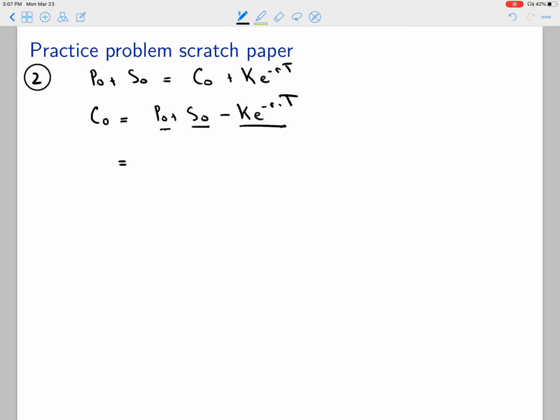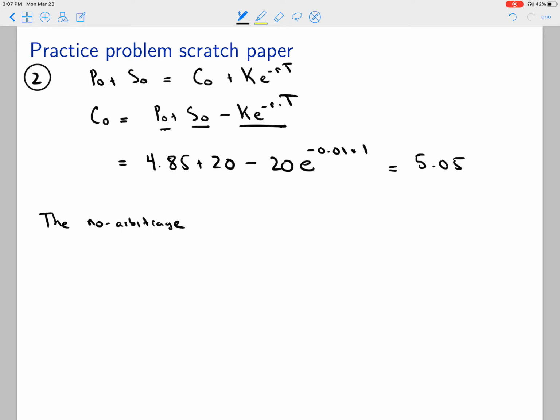Let's just plug in inputs. Put price, $4.85. Stock price, 20. Strike price, 20. Discount factor, e to the negative 0.01 times 1. Plug all this in, calculators out, and you're going to get something around 5.05. So the no arbitrage call price on a call on Peloton with a strike of K equals 20 and a maturity of 1 year is C0 equals $5.05.